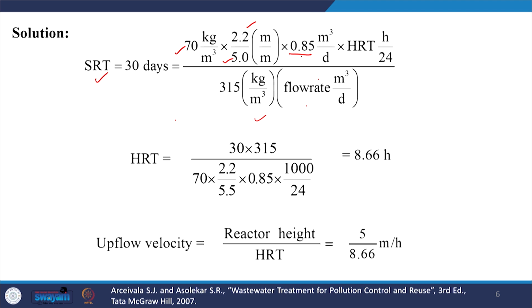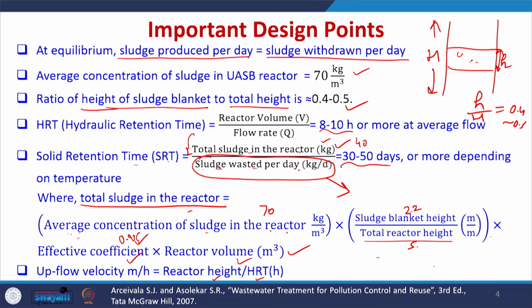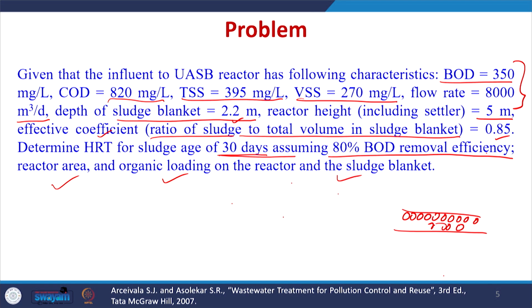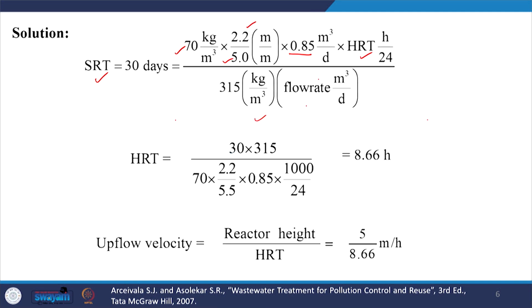Now, in place of reactor volume, we are taking the HRT into consideration. So, in place of reactor volume we can write HRT into flow rate. So, this becomes HRT, and also the sludge wasted per day is 315 milligram per liter. It comes from the fact that only a certain amount of TSS can be removed. So, from that calculation we can roughly calculate how much sludge will be wasted per day. So, the 315 data is coming from that.